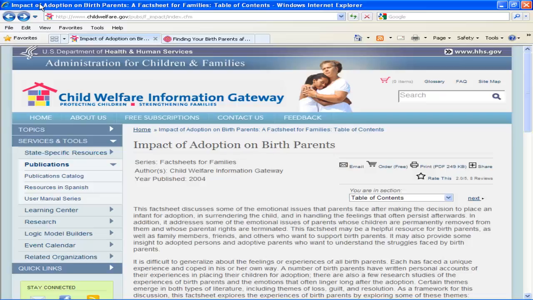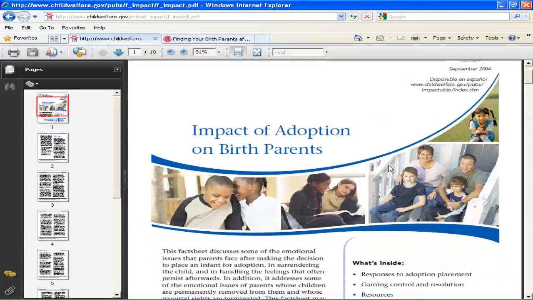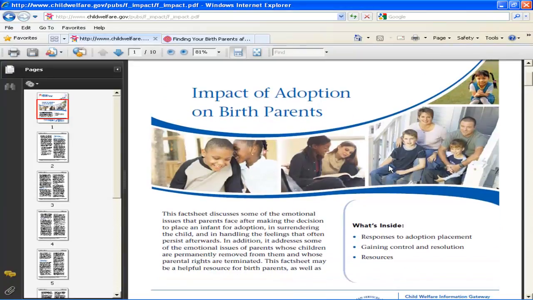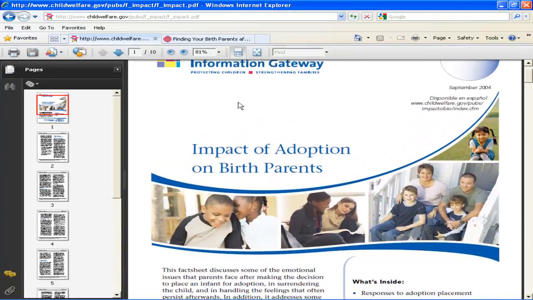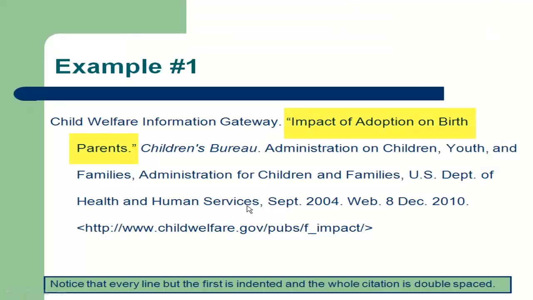The title comes next, Impact of Adoption on Birth Parents. It does say up here, a fact sheet for families. The fact that it says it up there and it doesn't say it down here, the PDF, in this case, I'm going to consult it, does just say Impact of Adoption on Birth Parents. So, since I have two places that seem to agree that it's just Impact of Adoption on Birth Parents, I'm going to go with that. There it is, in quotation marks, Impact of Adoption on Birth Parents, period, close quotation.